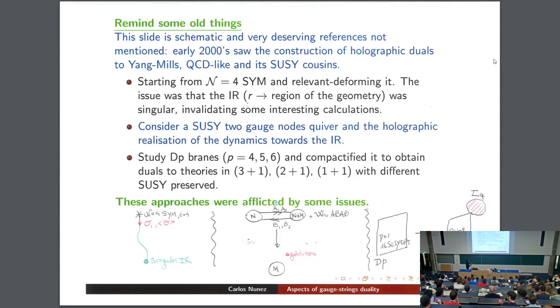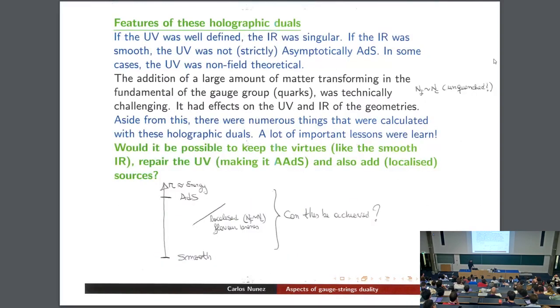Typically, it was happening that the end of the flow was singular. Then another idea was to start with a 2-node quiver and make a quasi-marginal deformation, following the flow up to the IR. And another idea was to start studying higher-dimensional branes, wrapping them on some compact cycles, studying supersymmetric theories in 3+1, 2+1, and 1+1 dimensions with different amounts of SUSY. All these gravity duals had, one way or another, some problems.